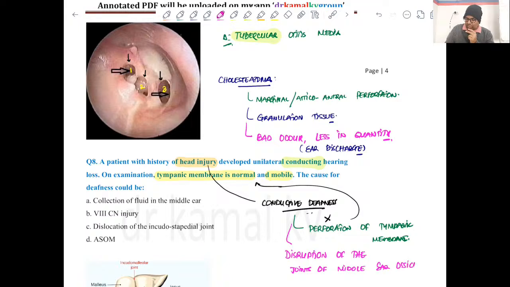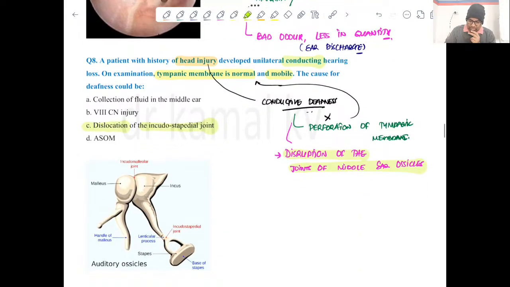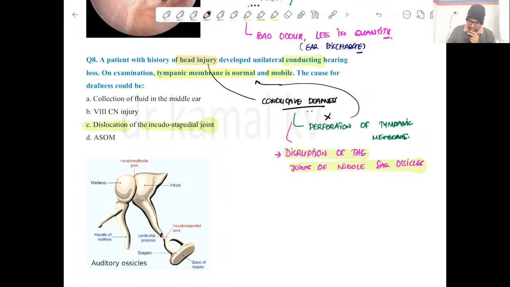Clear? Because they are responsible for sound conduction. So if this is not the option here, then second is some dislocation of the joint between the middle ear ossicles. So the answer here is obviously dislocation of the incudostapedial joint. So it means this joint is damaged here, because this is incus and this one is stapes. So this joint is damaged here, and therefore there is no conduction of sound.